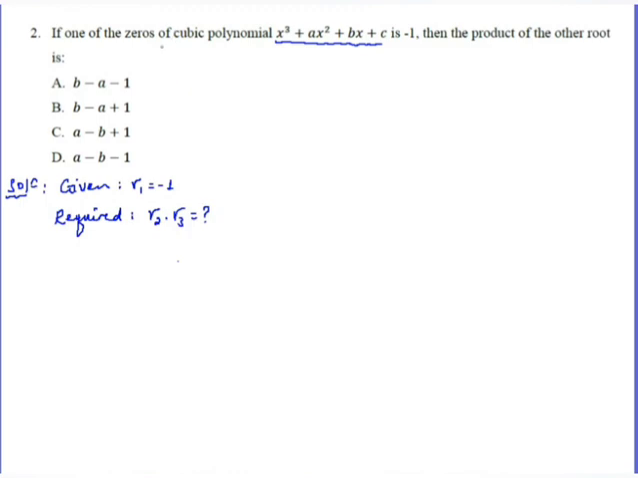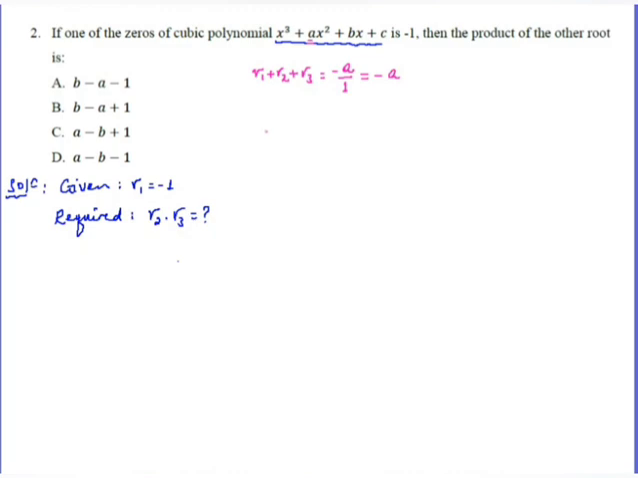To answer this question, we need to know the relationship between the roots and the coefficients of a cubic polynomial. So let me give you the relationship. The sum of the roots, r1 plus r2 plus r3, is given by the coefficient of x squared, which is minus a, over the leading coefficient, which is 1. So this becomes minus a.